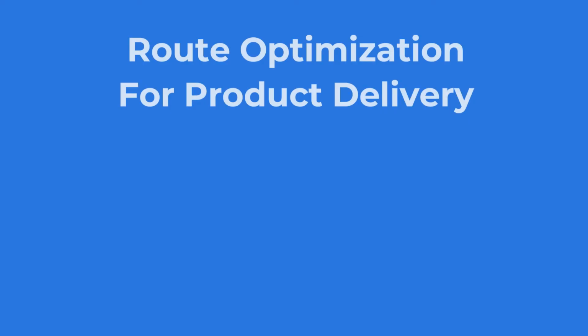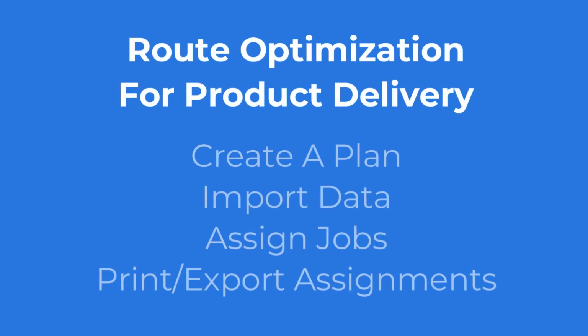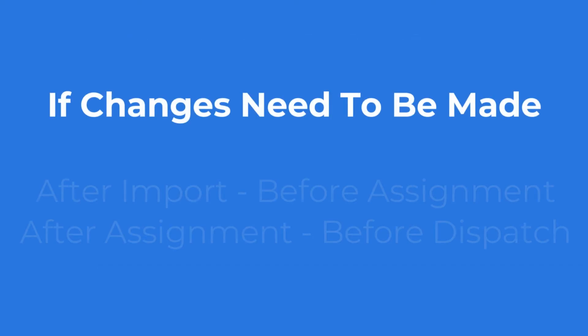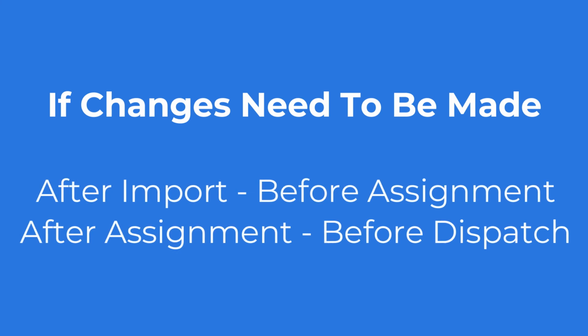To recap, if no changes need to be made to the imported data, the route optimization process for product delivery consists of creating a plan, importing data, assigning the jobs, and then printing or exporting the trip lists. If the data imported needs to be changed, it can be changed before assigning, and any last-minute changes can be made before printing or exporting.